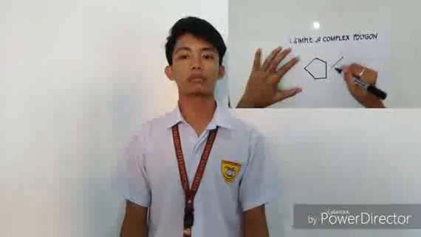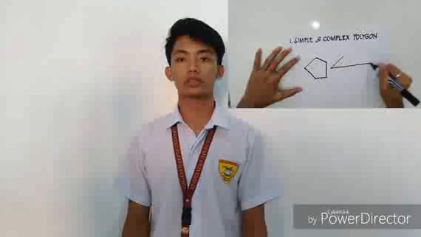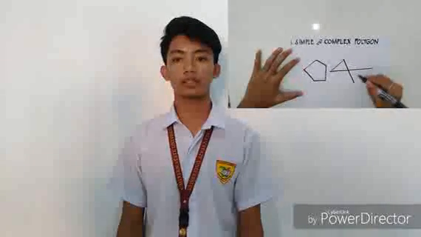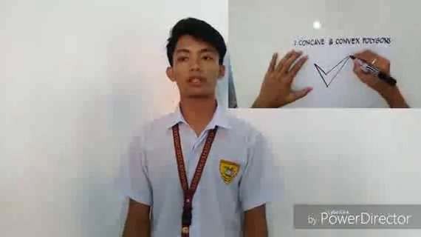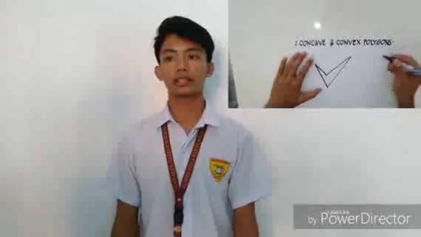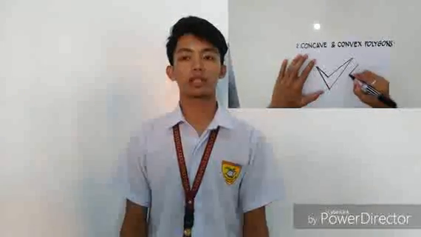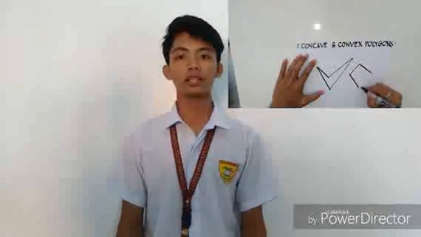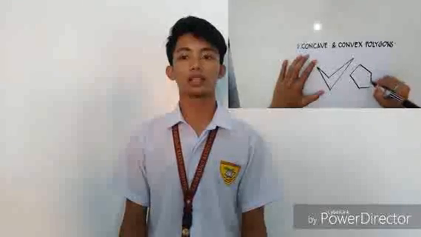There are three types of polygons. Number 1, simple and complex polygons. A simple polygon has only one boundary and the sides do not cross each other, otherwise it is a complex polygon. Number 2, convex and concave polygons. A convex polygon has no interior angle more than 180 degrees, and if there are any interior angles greater than a straight angle, then it is a concave polygon.